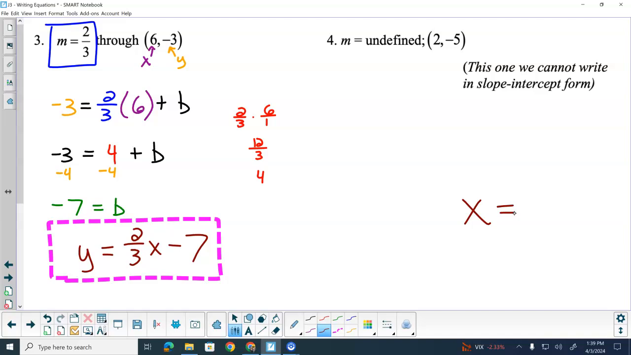Okay. We've got to go through our point, right? So in our point 2, -5, which part is the x, John? The 2 is the x part, right? Okay? So this part right here is my x. So therefore my x has to be 2.